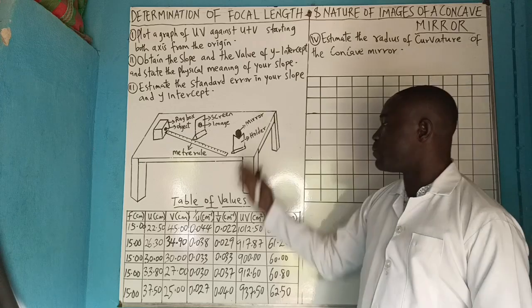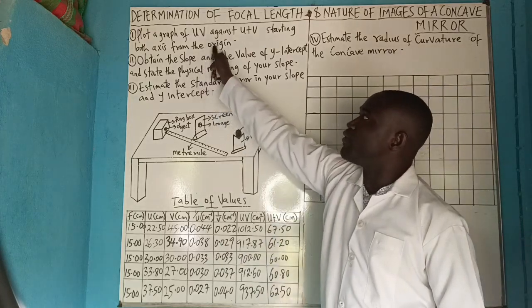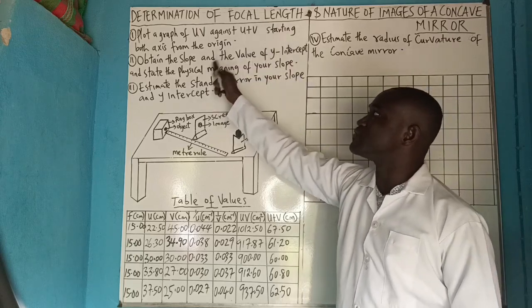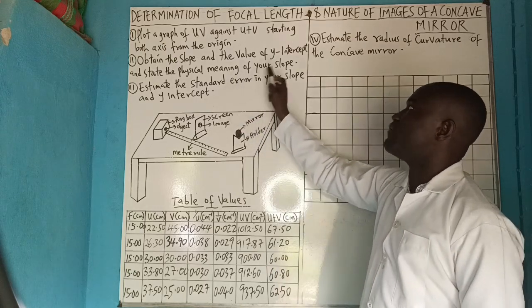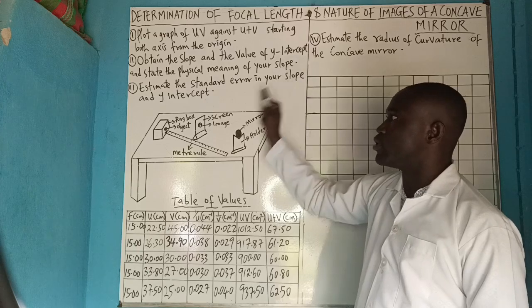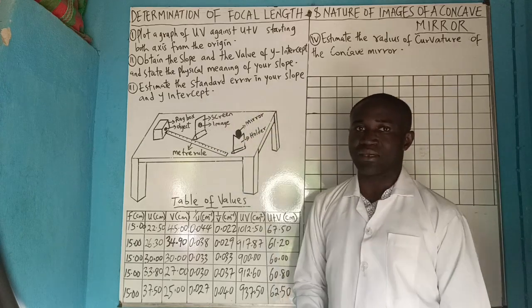Okay, let's see how to plot the graph. The question is, plot a graph of UV against U plus V, starting both axes from the origin. Obtain the slope and the value of the y-intercept and state the physical meaning of your slope. Estimate the standard error in your slope and y-intercept.